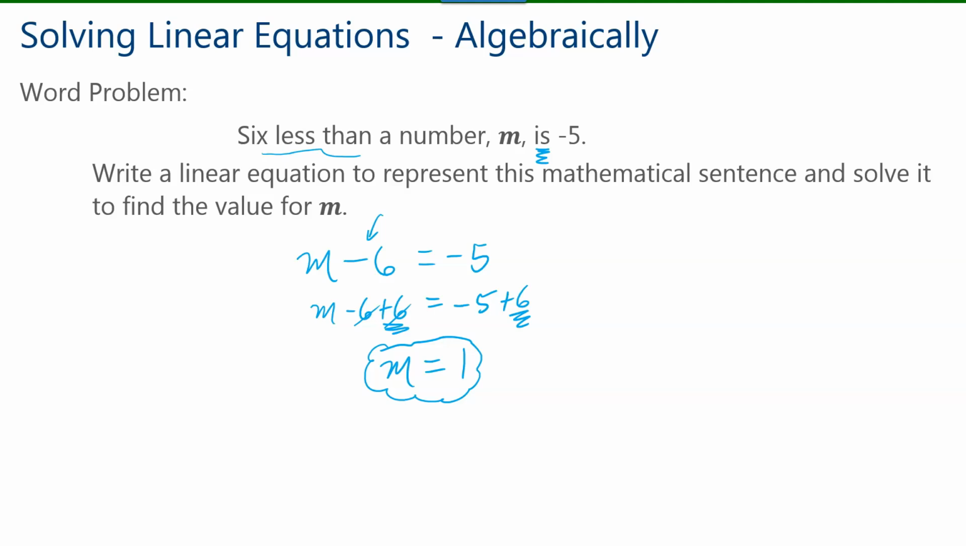If you wanted to verify your answer with your equation, you certainly could. It's never a bad idea. For the equation that we started with, m subtract 6, if I substitute the 1 in, 1 subtract 6 is -5, and yes, -5 equals -5. So if we wrote our equation correctly, then our solution should be good.